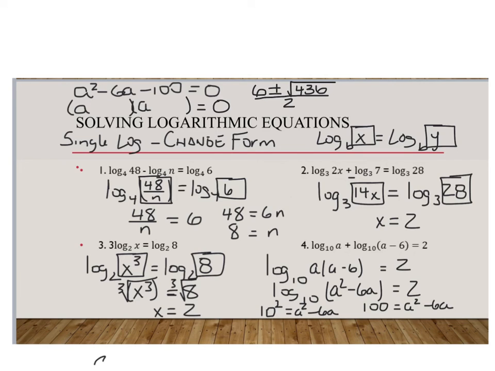That gives me a solution of 13.4 approximately. And then if I do the subtraction, so I'm going to go 6 minus the square root of 436. That gives me a negative 7.44, or 7.4. Now, plugging these back in, if you put negative 7.4 right in here for a, you cannot take the log of a negative number, so that would be an extraneous solution. So 13.4 would be your only solution.